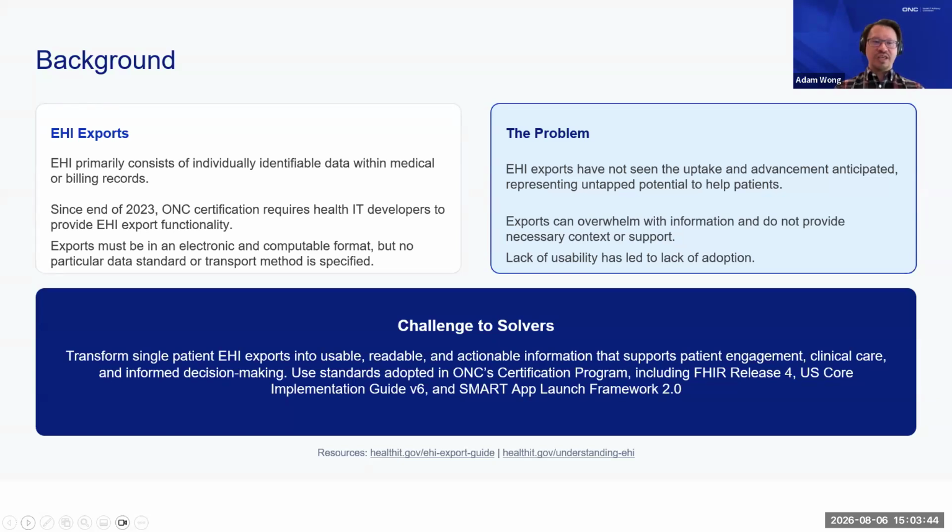Our prompt to the innovation community was to transform single patient EHI exports into usable, readable, and actionable information that supports patient engagement, clinical care, and informed decision making. Also, we want them to use standards adopted in ONC's certification program, including FHIR R4, US Core IG, and the SMART App Launch Framework.